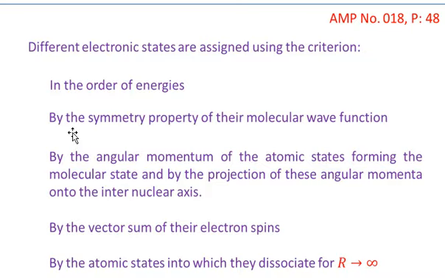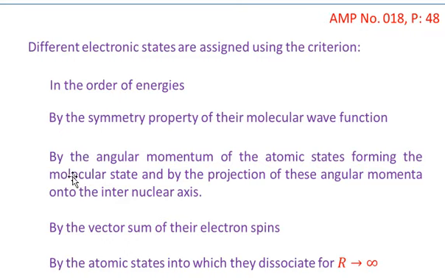And the second condition is the symmetry properties of their molecular wave function. So you see that molecular wave functions may have different symmetry properties, and on the basis of these symmetry properties, the molecular wave functions are categorized, and consequently, of course, the electronic states will also be categorized according to that.